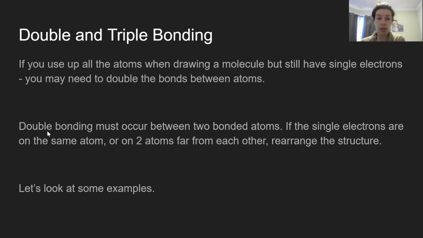Double bonding must occur between 2 atoms that are already bound to each other. There's already a bond there. Otherwise, it's called a single bond, right? It's a first bond. A double bond occurs when atoms are already connected. If the single electrons are on the same atom, or if they're on 2 atoms that are far from each other, you can't connect them, right? You're going to have to rearrange the structure so that they are on 2 side-by-side atoms.